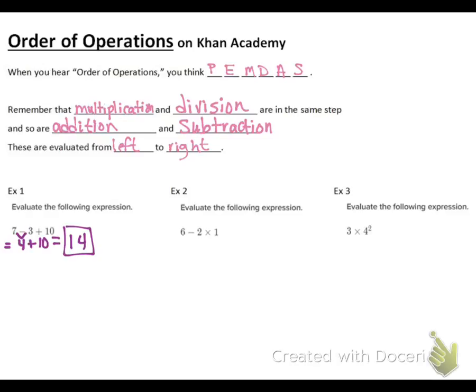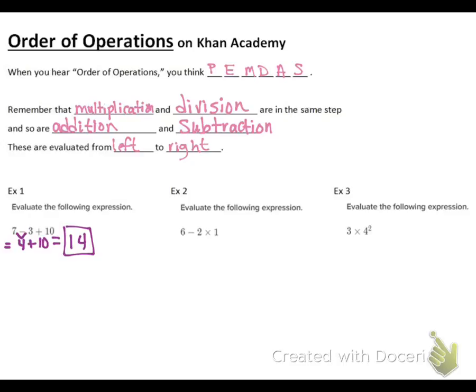So again, let's go through the process. Do I have any parentheses? No. Exponents? No. I love order of operations. Okay, so no exponents. Any multiplication? Yes, so we're going to do that first. So my multiplication is 2 times 1.